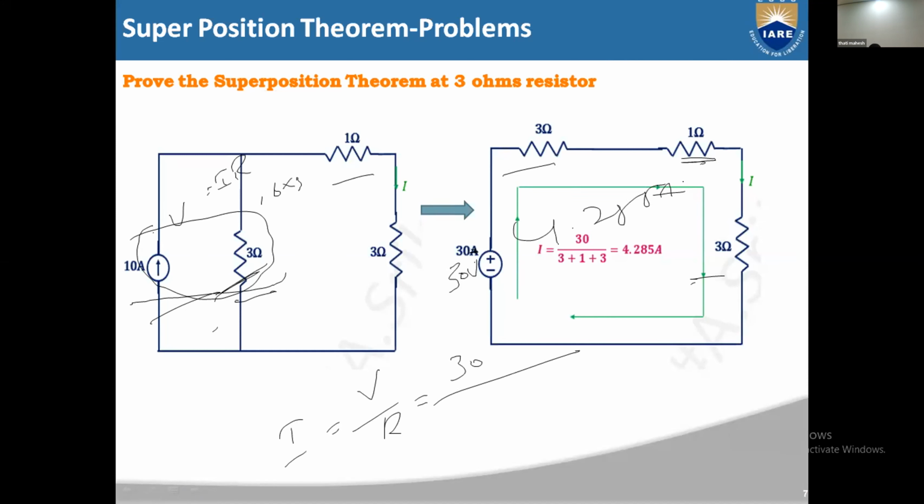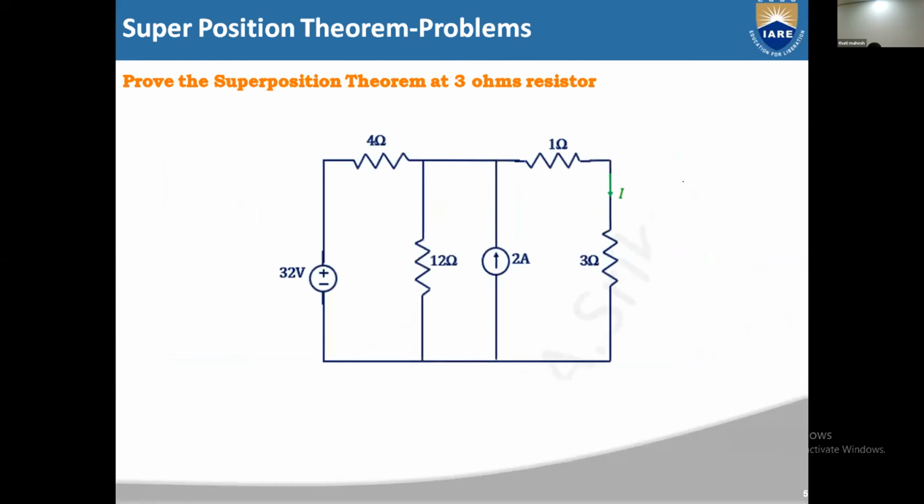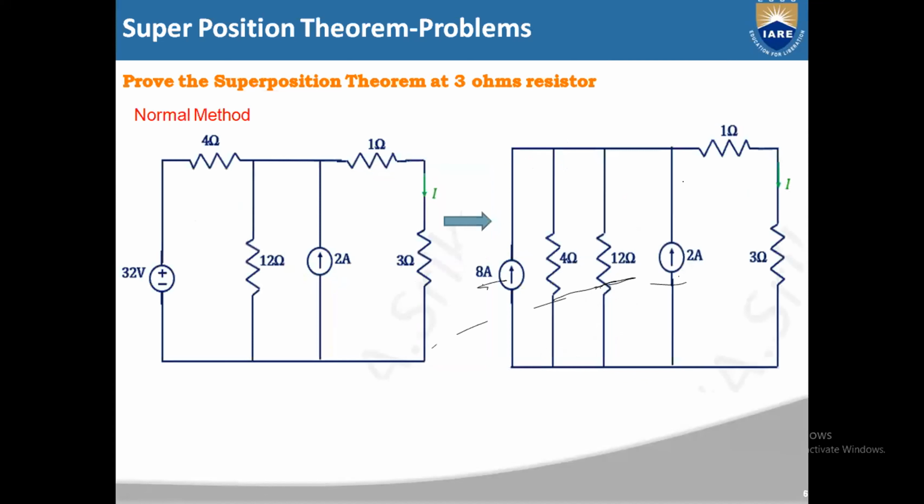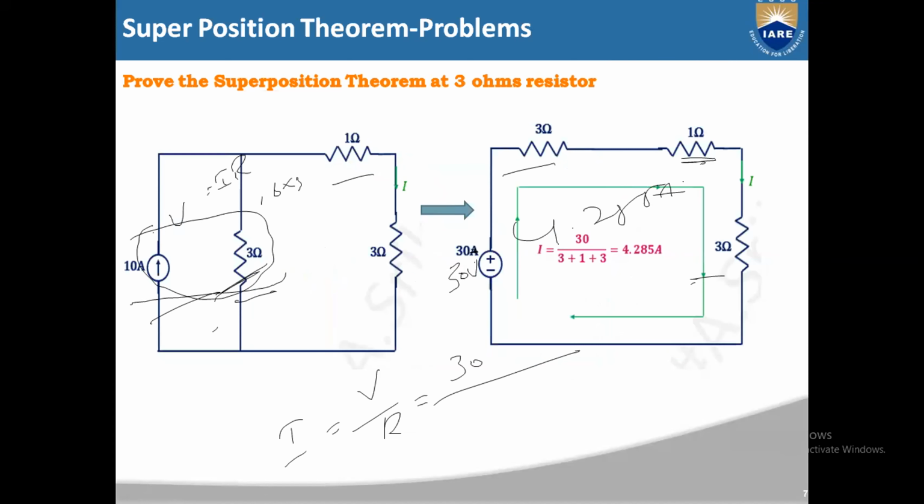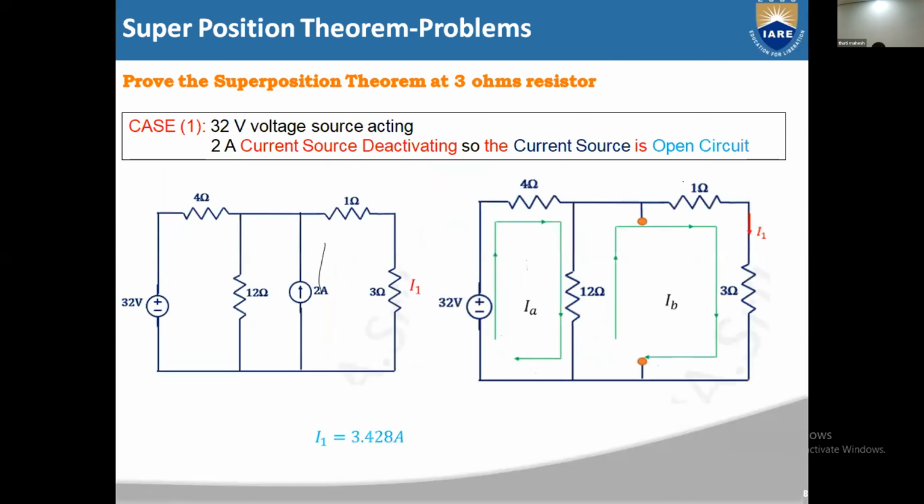Without the superposition theorem, when these two sources are active, in that case the load current is 4.285. Okay? Otherwise, I can repeat. Tell me. Babu: No need, sir. Understood. Right. Next, I'm going for the superposition theorem.